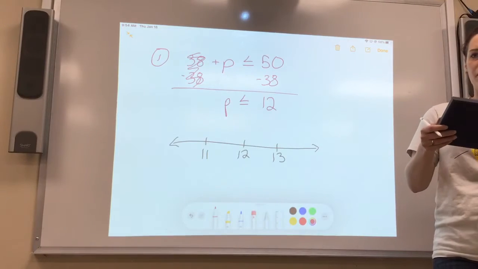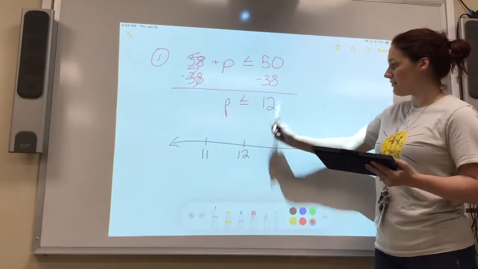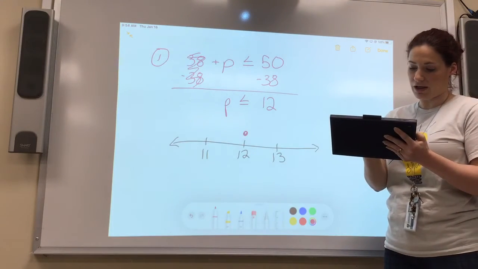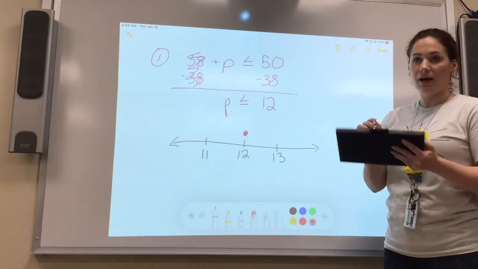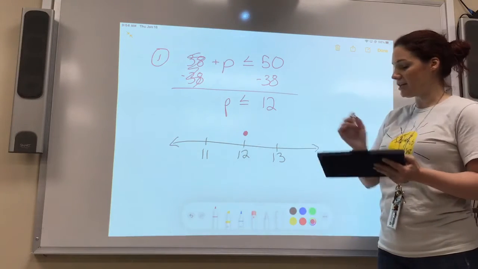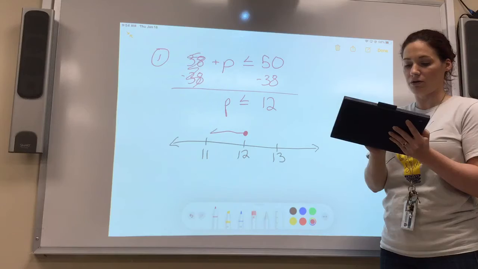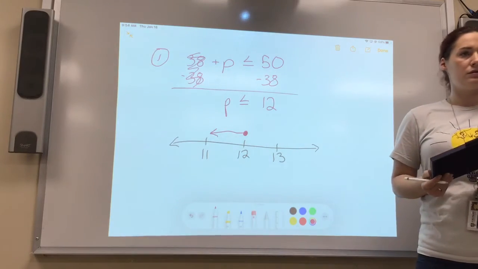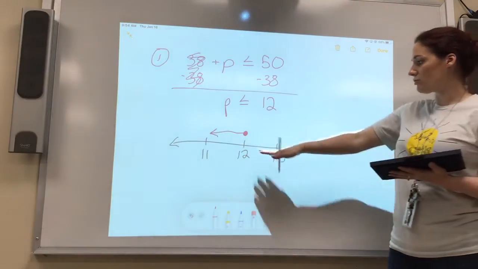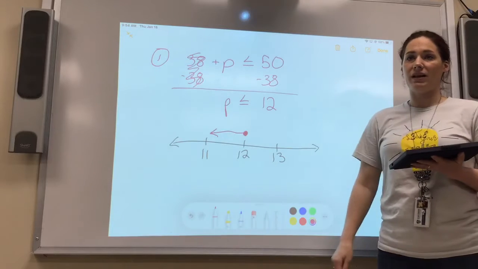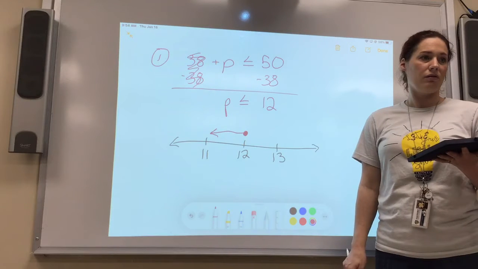This is how I normally graph my answers. Everything is based off of 12 pounds, so I'm going to put a circle above 12. And then all the numbers less than 12 work, so I draw an arrow to the left. They did theirs right on the number line. You can as well. I like mine above so I can see it better.